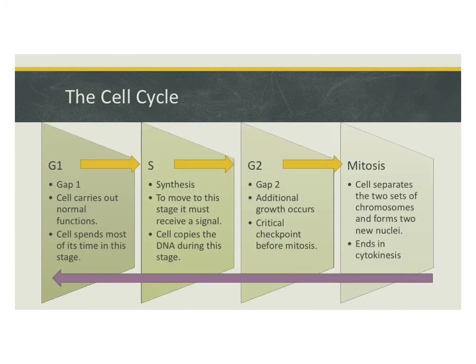The final stage that we're going to talk about is mitosis. It's sometimes called M, just for mitosis. At this time, the cell separates its 2 sets of chromosomes, or its 2 sets of DNA, and it will form 2 new cell nuclei. At the end of mitosis, there's a process called cytokinesis, which we will talk about in a minute, and that's when the cell actually splits in half. The 2 new cells will go back and enter G1 again and start all over again. So even though this looks like a process going in one direction, it's actually a cycle.